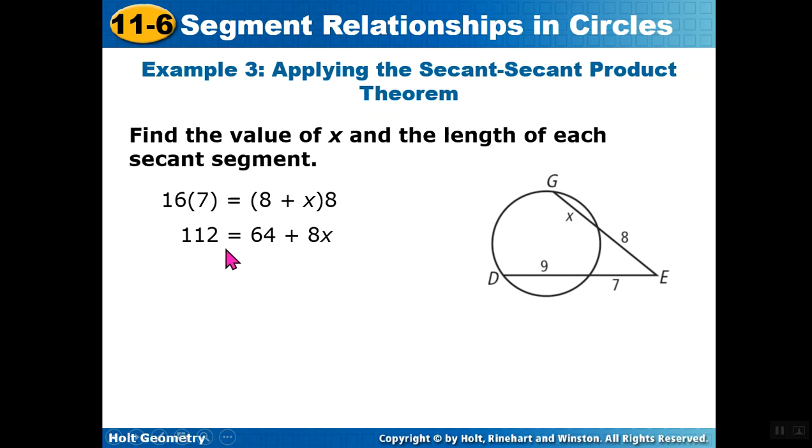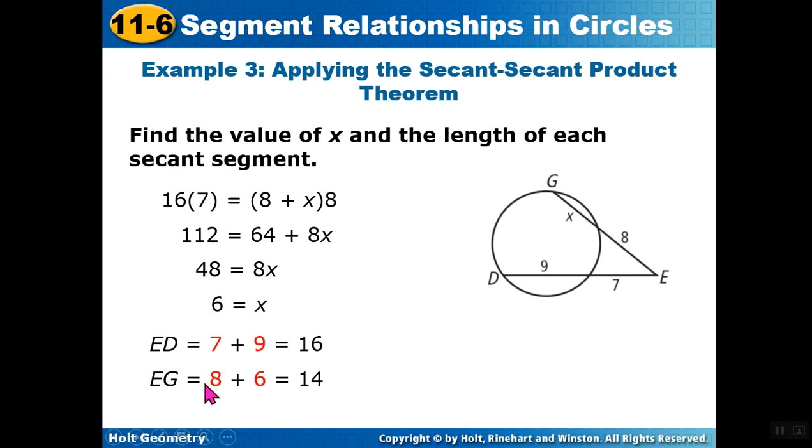Okay, now here we will find the answer. Simplify, move the 64 to the other side by subtraction, then divide both sides by 8 to get x equal to 6. Now they want us to find the value of x and the length of each secant segment. So what is the length of GE and DE? DE is known, 9 plus 7 is equal to 16, and GE is equal to 8 plus 6, which is 14.